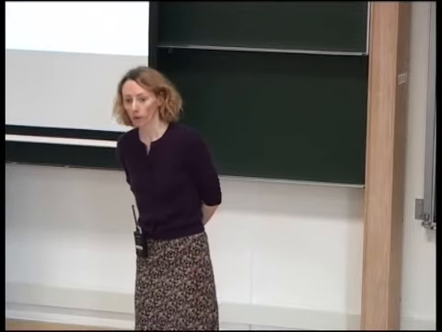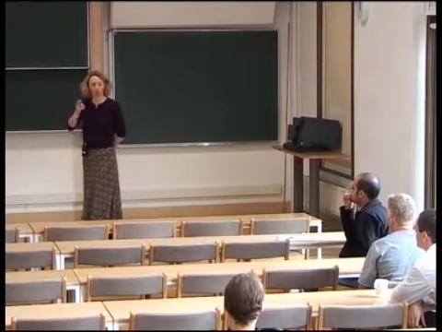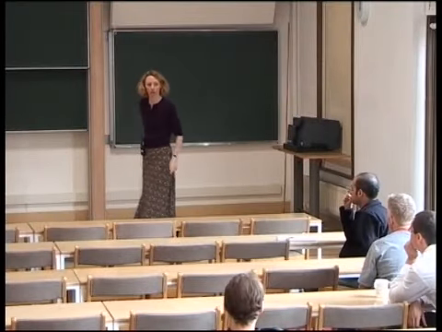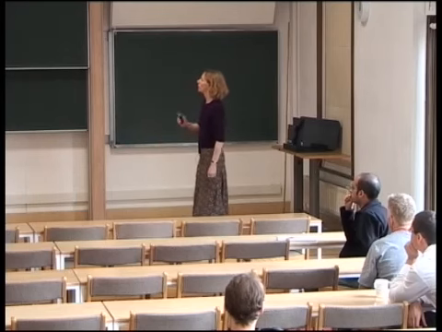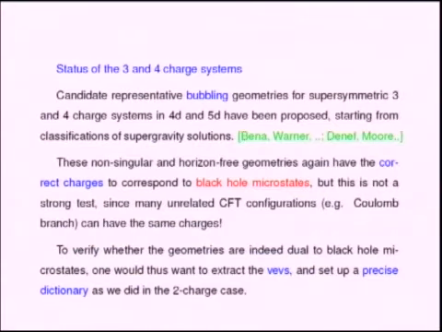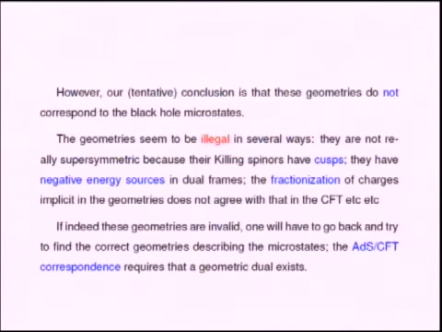I mean, the more recent solutions, they claim to have fixed that problem, but wait for the next transparency because it's worse than this. Okay, so we started a couple of months ago with the new solutions, which are meant to lie in the interesting region of parameter space. We tried to set up a precise dictionary, but our tentative conclusion is that these geometries are not really the right ones. I mean, they seem to be illegal in a lot of different ways.